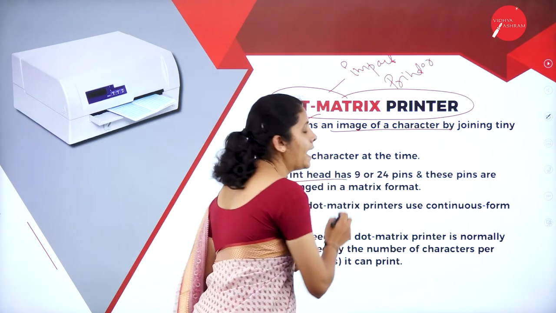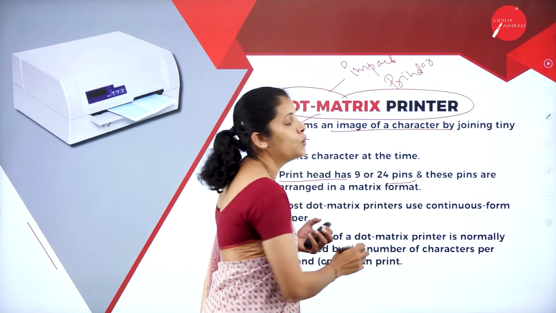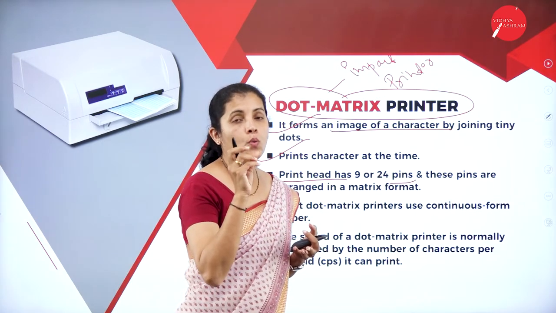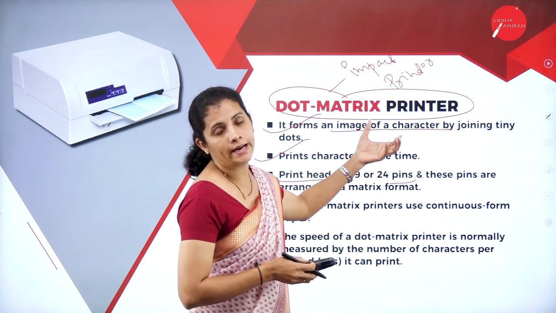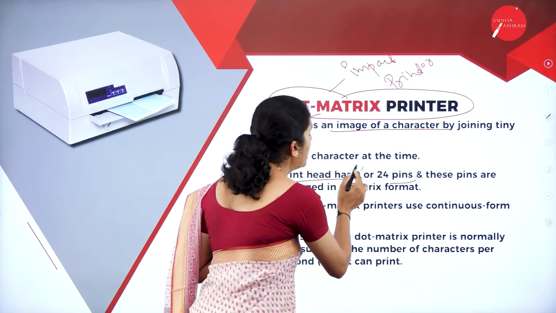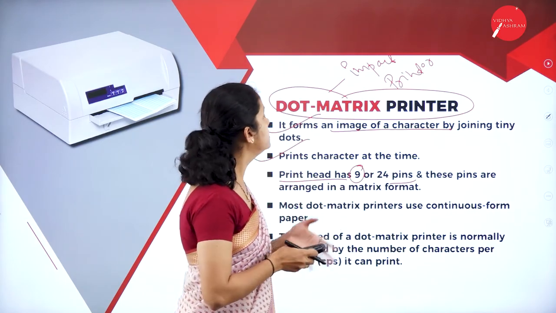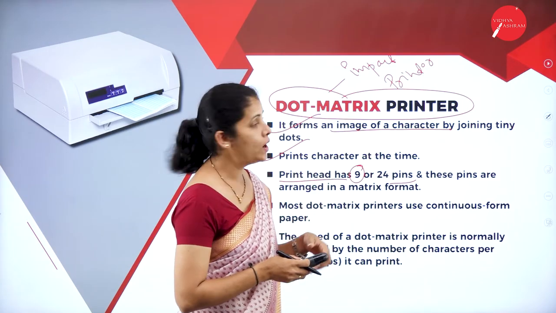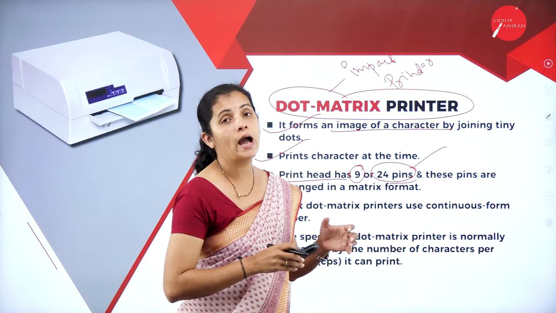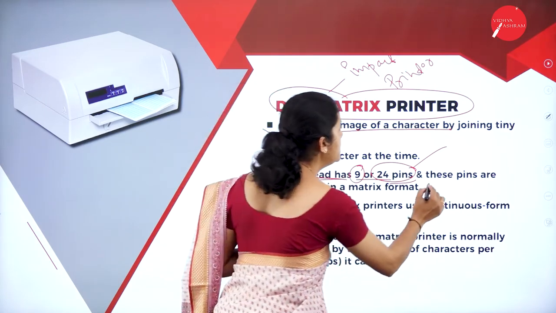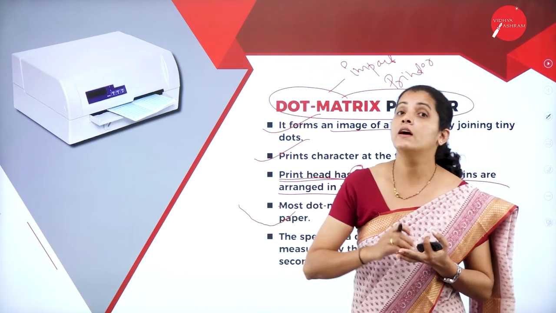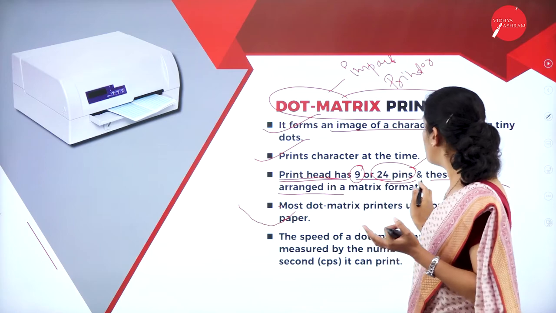And the print head has 9 to 24 pins. Why do we require pins? That means to hit the paper, we require pins. While hitting the paper, we are able to get the dot. With the help of dots, we can form the character. When I have very few pins, the quality of the output is very low. And when I have a larger number of pins, at that time I can get good quality output. And these pins are arranged in a matrix format. That means all the pins are organized in the form of a matrix.